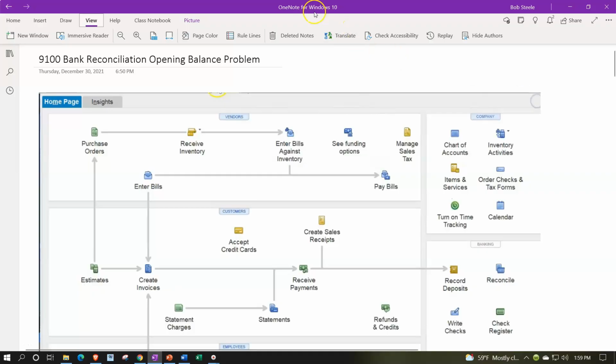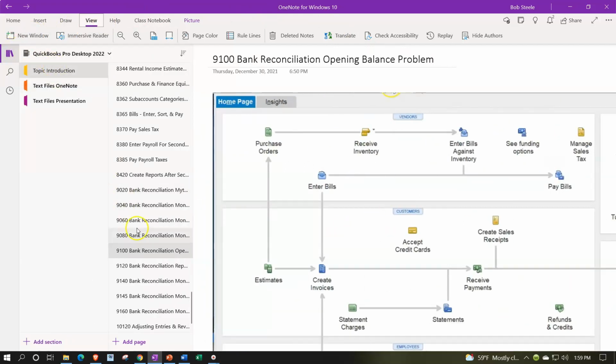If you have access to OneNote and would like to follow along, icon on the left-hand side, Topic Introductions, 9100 Bank Reconciliation, Opening Balance Problem tab. Also take a look at the Immersive Reader tool, Topic Introductions, in the text area too, with the same name, same number, but with transcripts. Transcripts can be translated into multiple languages and either listened to or read in them. Same name and number as the presentations as well.